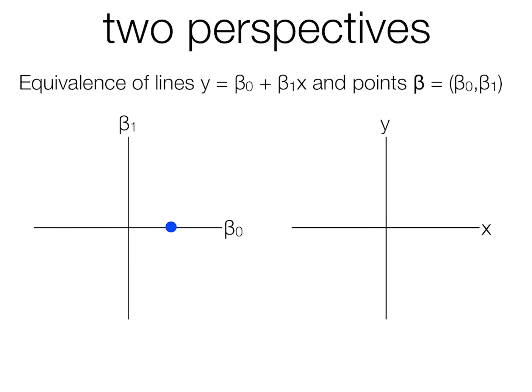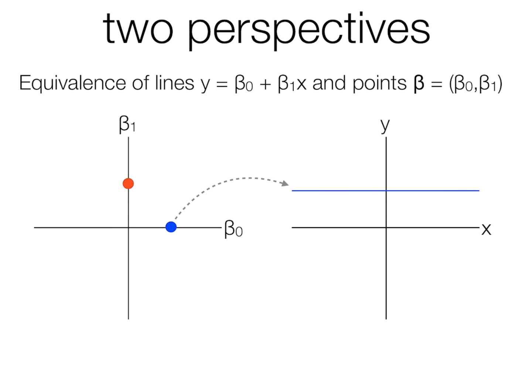For example, here's a point on the beta naught, beta 1 plane. Its beta 1 value is 0 because it's lying on the so-called beta naught axis, which means that it has no slope associated with it. But it does have a beta naught value that's positive. So this is going to correspond to a line in the xy plane that's flat and has a positive y-intercept.